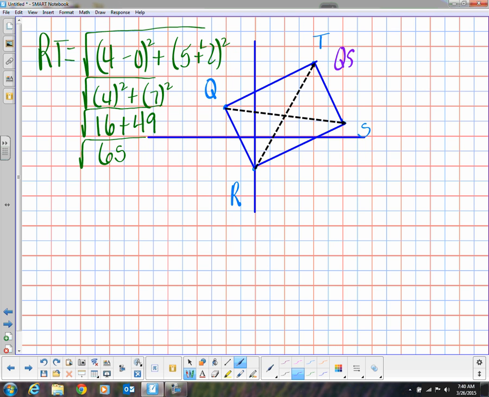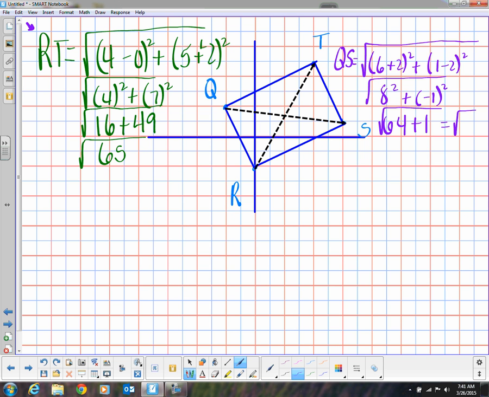All right, so we got QS now. So we got to find the distance of that diagonal. So you have to study this. You have to know that the diagonals of a rectangle are congruent. So QS, we're going to do 6 minus a minus 2, which is 6 plus 2 squared. And then we're going to do 1 minus 2 squared. So this is going to be 6 plus 2 is 8 squared plus (-1) squared. Notice my use of parentheses. This is going to be 64 plus 1, not minus 1, which is square root of 65.